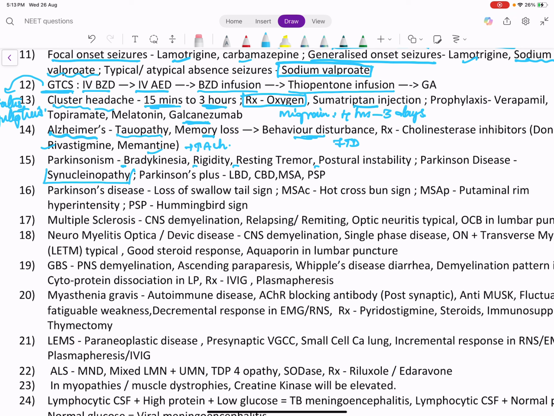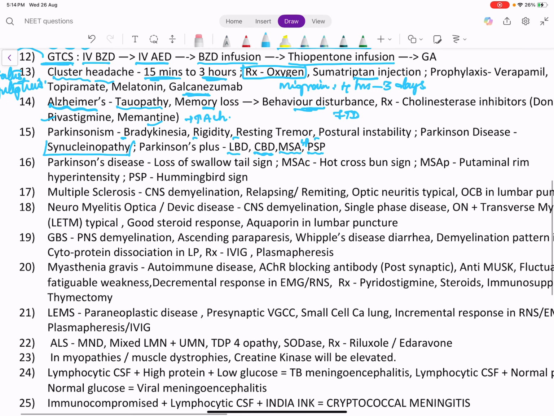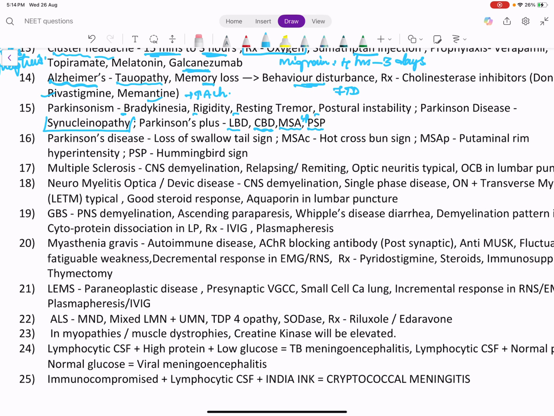Parkinson's plus is an atypical Parkinsonism which has some features in addition to these four, and there is poor response to levodopa. So the types are Lewy body dementia and corticobasal degeneration. In Lewy body dementia there will be dream delusions, etc. In corticobasal degeneration there will be cortex involvement, so Alzheimer's, that is memory loss plus Parkinson's. Multiple system atrophy is of two types, MSA-C and MSA-P, and we have PSP, progressive supranuclear palsy, where there will be eye changes, eye movement changes.